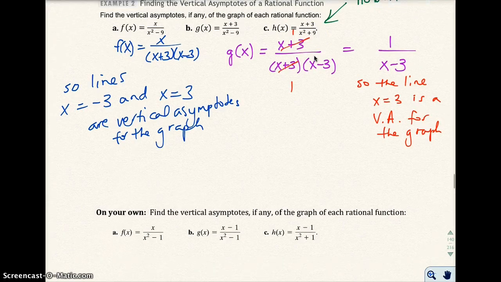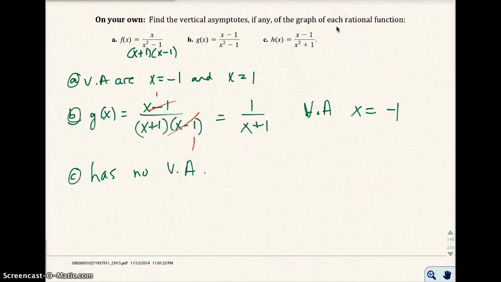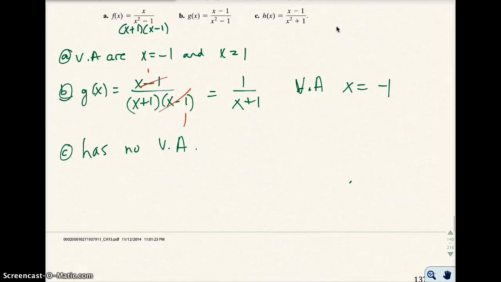Okay, so on your own, go to the next problem. Go ahead and find the vertical asymptotes of each graph, if any, and write the equation for them. Make sure you pause the video and then replay it when you're done. Okay, so here are the answers. In A, the vertical asymptotes are x equals negative 1 and x equals 1. In B, x equals negative 1 is your vertical asymptote. And in C, there's no vertical asymptote.